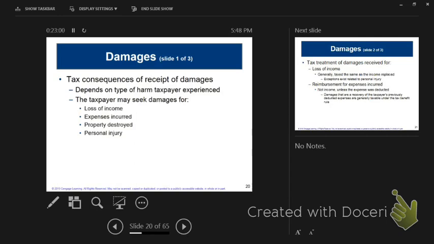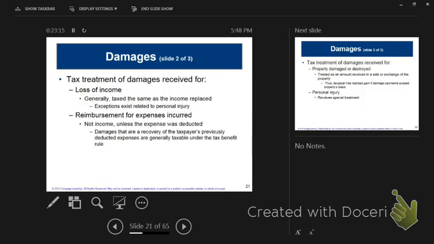Expenses incurred, you're usually going to be reimbursed, so therefore you're not going to include them. If you incurred expenses by going to the hospital, you paid them, you want them to pay you back. So you're not going to be taxed on that money because they're just paying you back. Property destroyed and personal injury are what we're going to be really talking about. So loss of income, like I said, is usually going to be taxed the same, with an exception. Reimbursement is not income, with this one caveat: unless you deducted it.